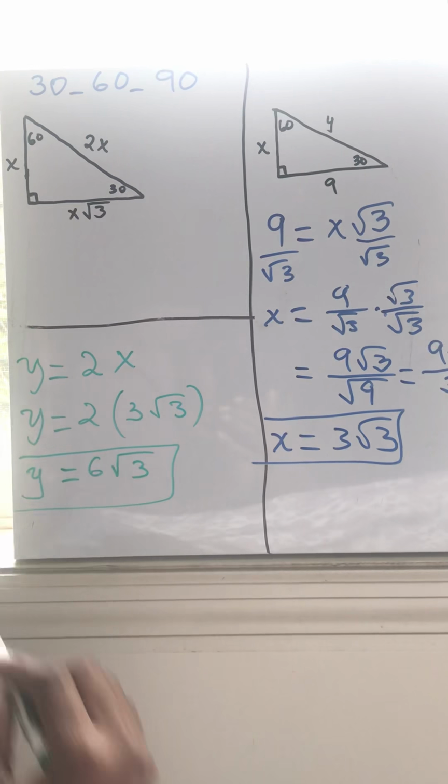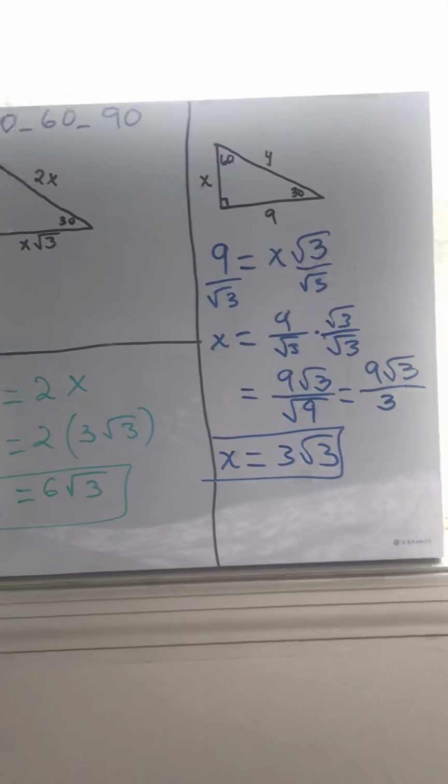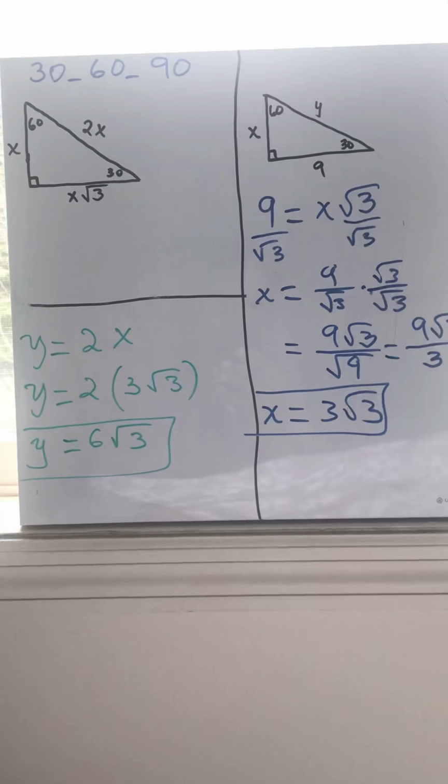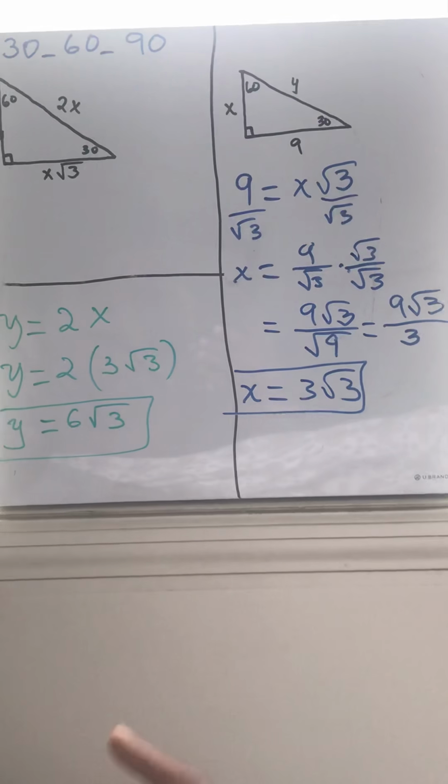So that's pretty much how you solve a 30-60-90 triangle. Whatever method you feel comfortable with, you do it. Either use the proportion that I showed you last week, or use this method.